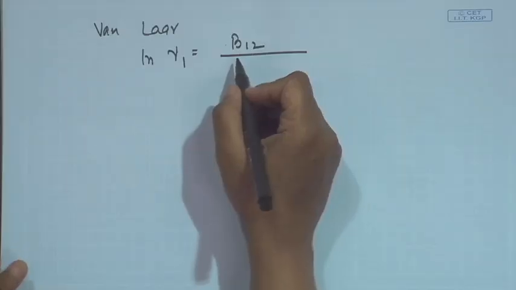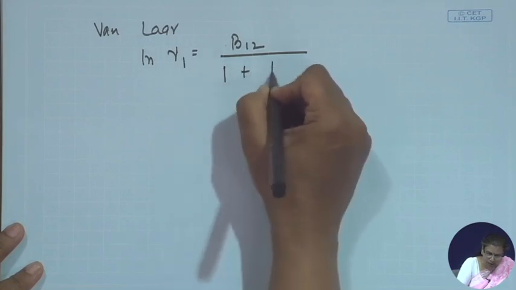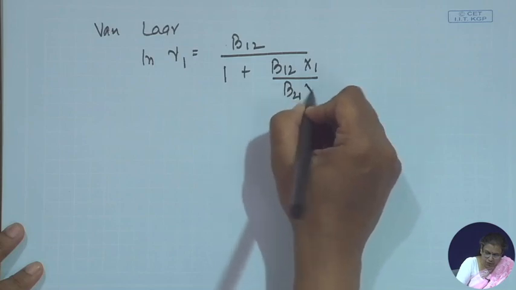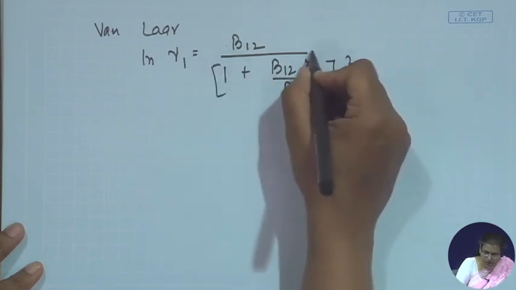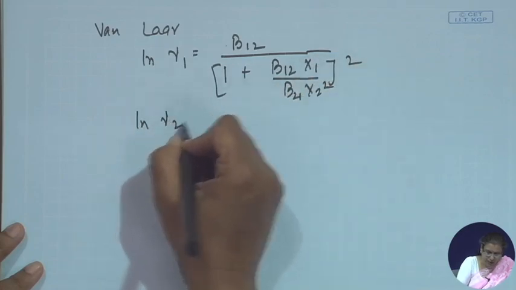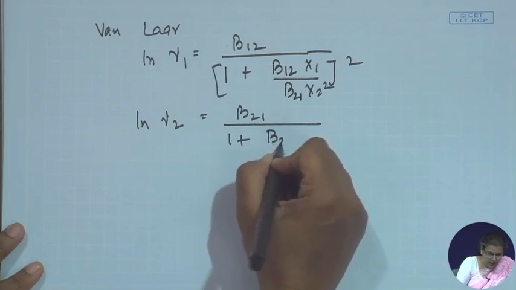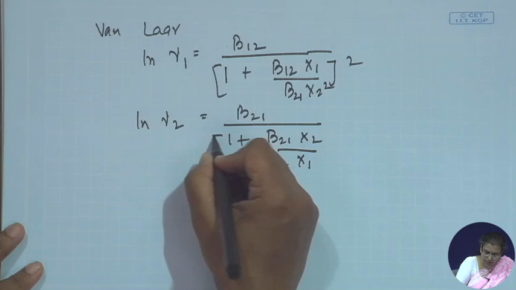So, the Van Laar equation is ln gamma 1 is b12 by 1 plus b12 x1 by b21 x2 whole square, right. Ln gamma 2 is nothing but b21 by 1 plus b21 x2 by b12 x1 whole square.